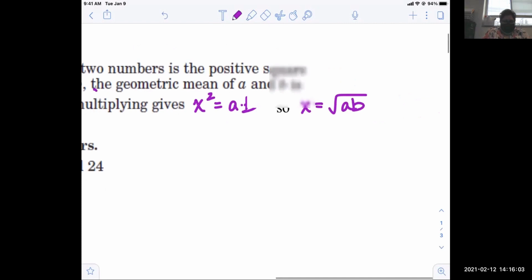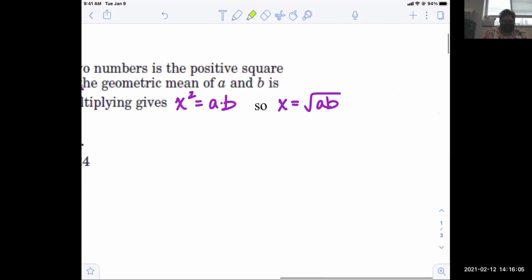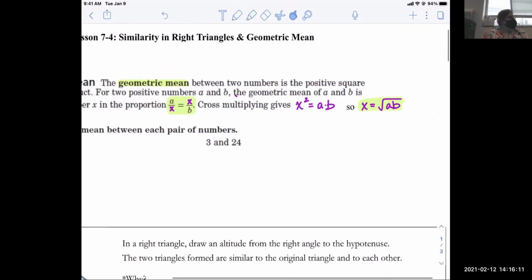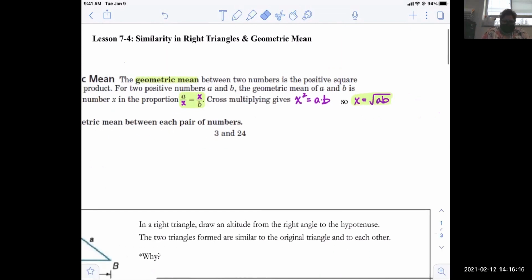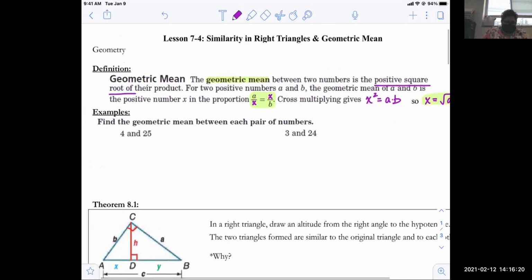So there's two ways to think about geometric mean. One way is to think of it like a proportion. The other way is to think of it like a little formula like that. And they mean the same thing, just in different ways. The geometric mean between two numbers is the positive square root of their product. Product means multiplying together. Take the square root of the answer, and you're giving me the positive value, not the negative square root.